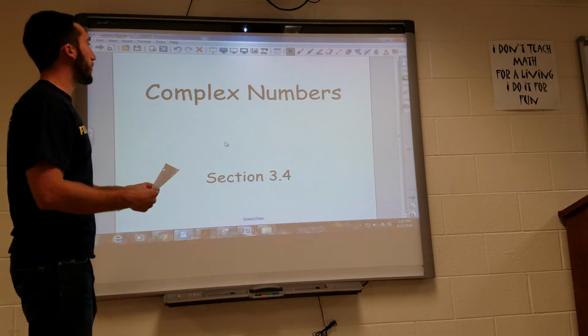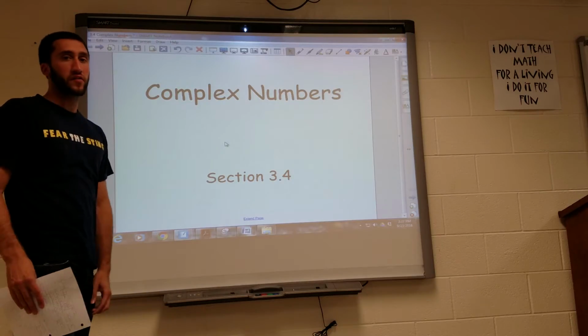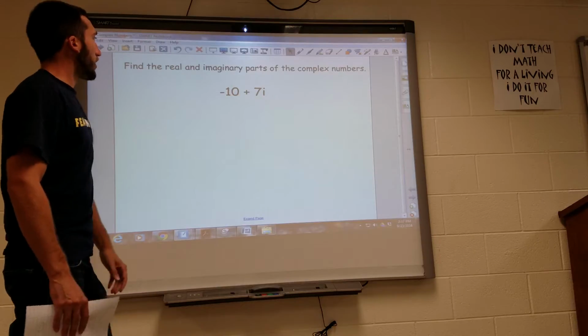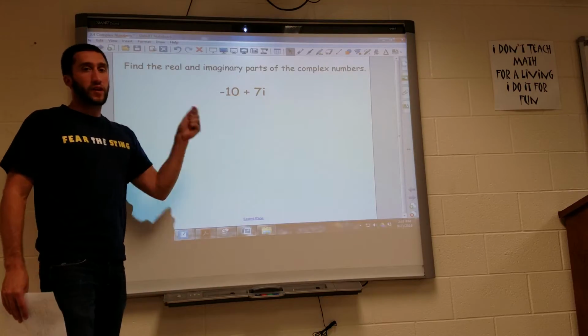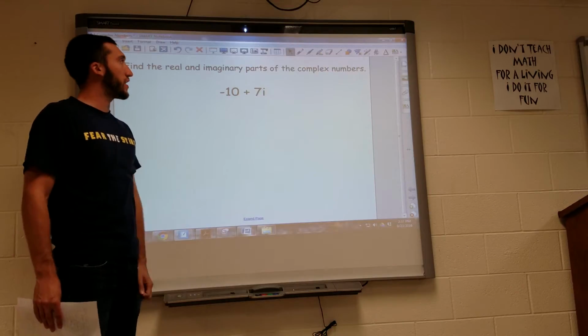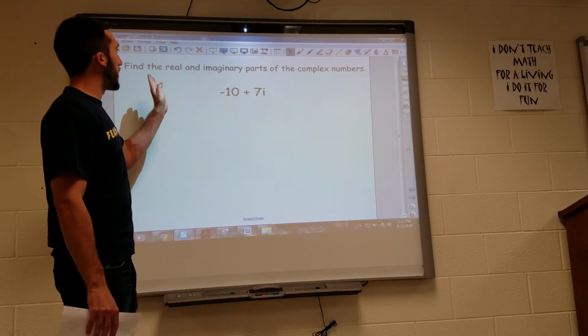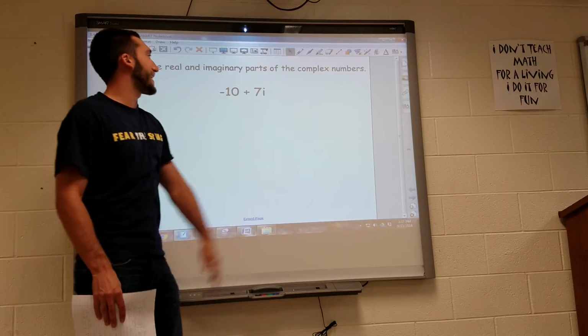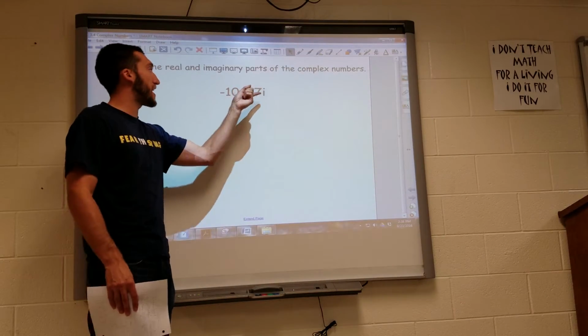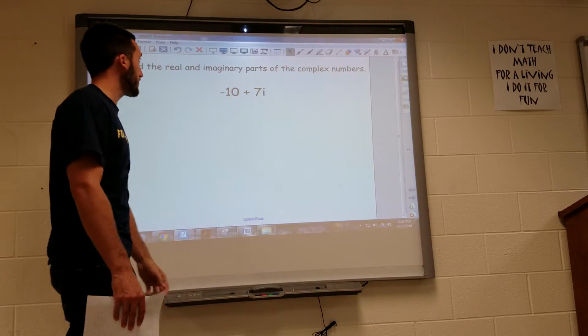Hello everyone, today we're going to talk about complex numbers, section 3.4 in our book. So we should have at least covered the idea of imaginary numbers before pre-calculus. So that's all they want. Complex numbers, we're just saying it's going to have a real and it's going to have an imaginary part. So it's going to have that i term to it.